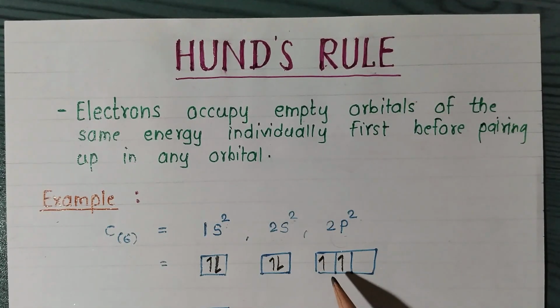So why are these electrons singly filled? As we know, electrons are negatively charged, and both electrons have the same charge, and due to this negative charge they repel each other, and to reduce the repulsion they spread out across different orbitals whenever possible.